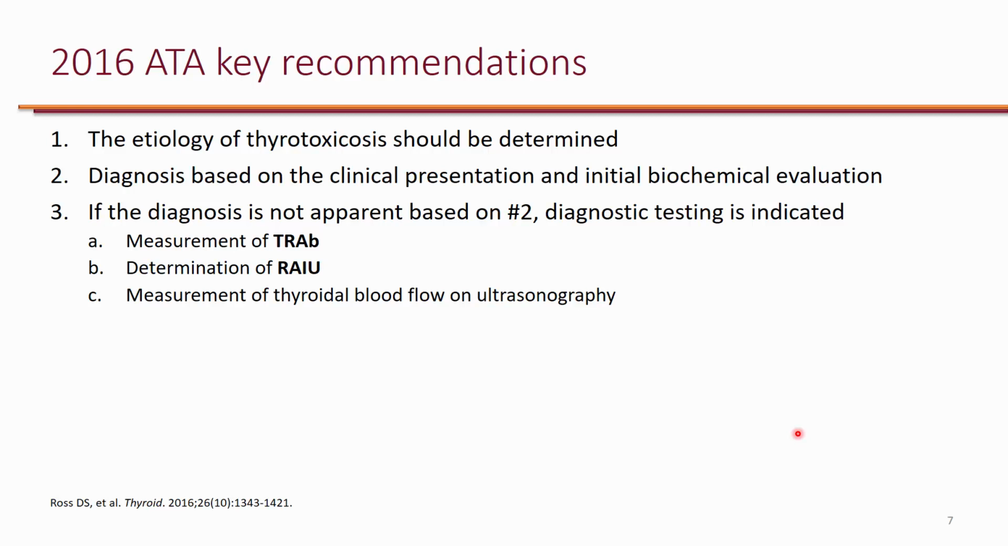We can also confirm Graves' disease. So it's really important to know what's causing it. And then diagnosis is based on clinical presentation and also initial biochemical evaluation. So by initial biochemical, they're referring to your TSH, T4, and T3 levels. And then they say if the diagnosis is not apparent based on number 2, then you should really check the thyroid receptor antibody, or you can also do radioactive iodine uptake. And beyond what we need to know as pharmacists, basically the doctors can do ultrasonography to study the thyroid in more detail.